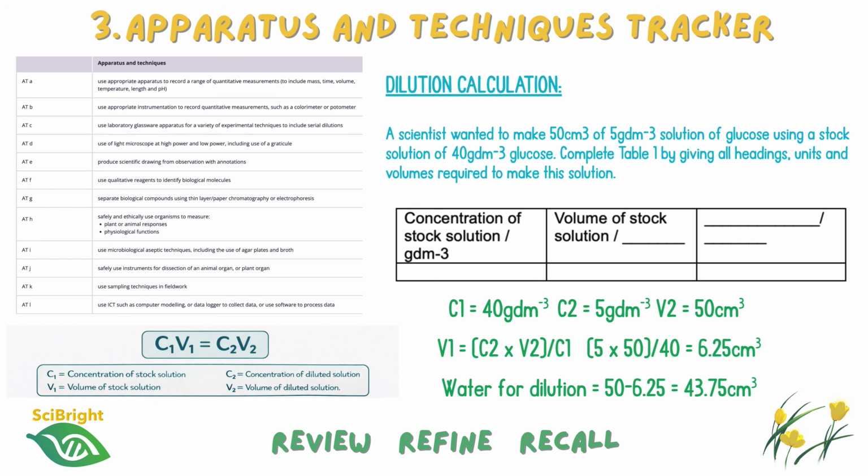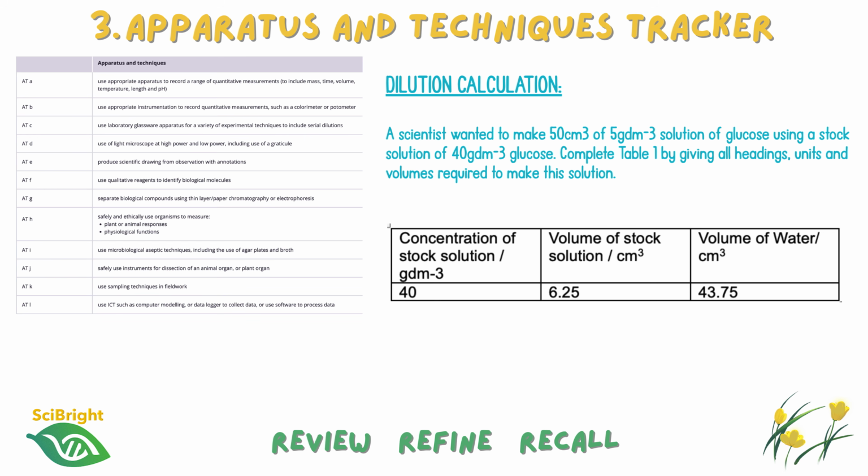Then we need to add the volume of water, which we can calculate as our desired volume of 50 cm³ minus the volume of stock solution we are adding. So this is what our completed table would look like. There are lots of resources out there with sample questions similar to this if you need more practice.